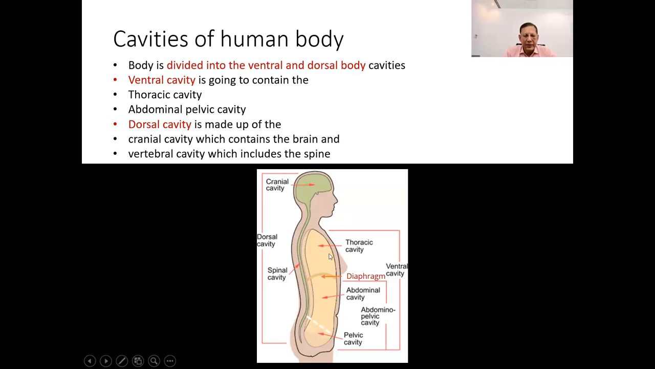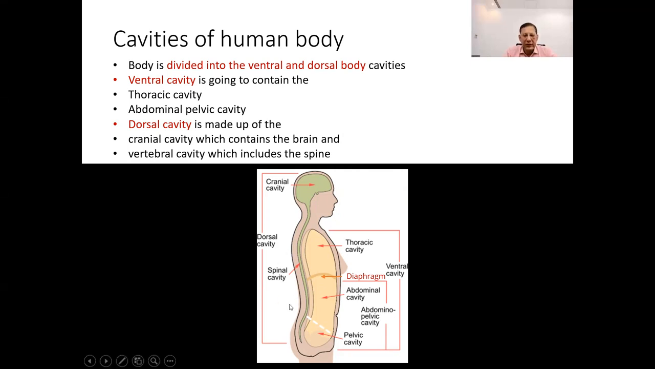The thoracic cavity consists of a pleural cavity on either side, each containing a lung, and it is lined by the pleura. Also, surrounding the heart is the pericardial cavity, which contains the heart and is lined by the pericardium. The abdominopelvic cavity contains the abdominal cavity as well as the pelvic cavity.